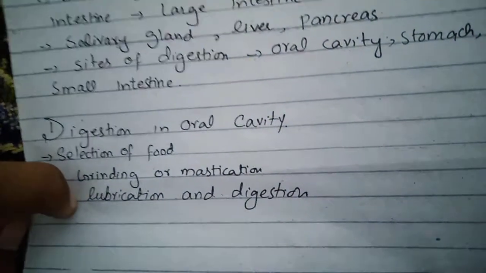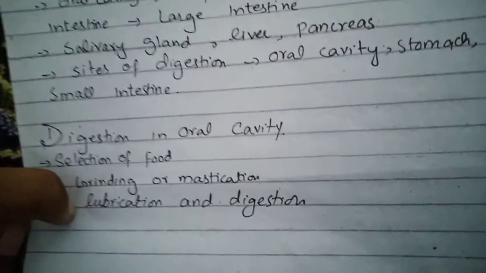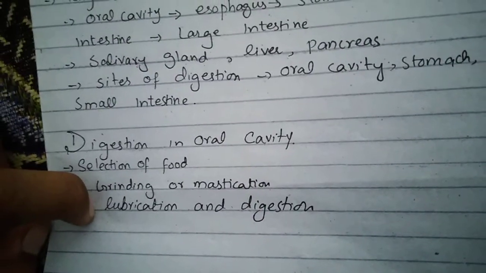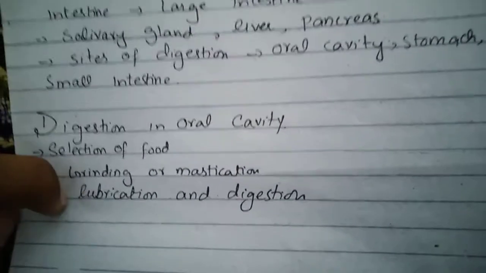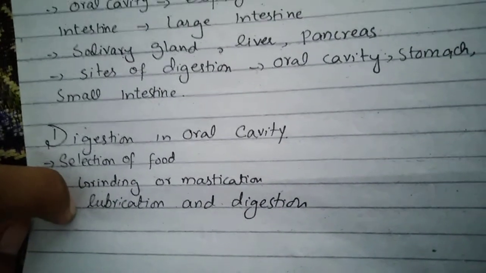Water and mucus cause the softening of the food, while sodium bicarbonate and some other salts act as a buffer. They neutralize the acidic pH, and ptyalin or amylase causes the digestion of the food in your oral cavity. This is the completion of the topic.